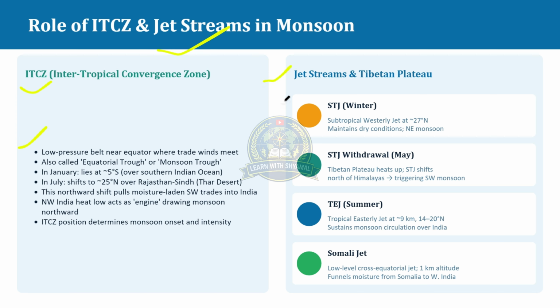Jet streams and the Tibetan Plateau. STJ in winter: the subtropical westerly jet at 27 degrees north maintains dry conditions, northeast monsoon. STJ withdrawal in May: the Tibetan Plateau heats up, the STJ shifts to the northern portion of the Himalayas, triggering the southwest monsoon. TEJ in summer: tropical easterly jet at 9 km, 14 to 20 degrees north, sustains monsoon circulation over India. And the Somali jet, a low level cross-equatorial jet at 1 km altitude, funnels moisture from Somalia to West India.